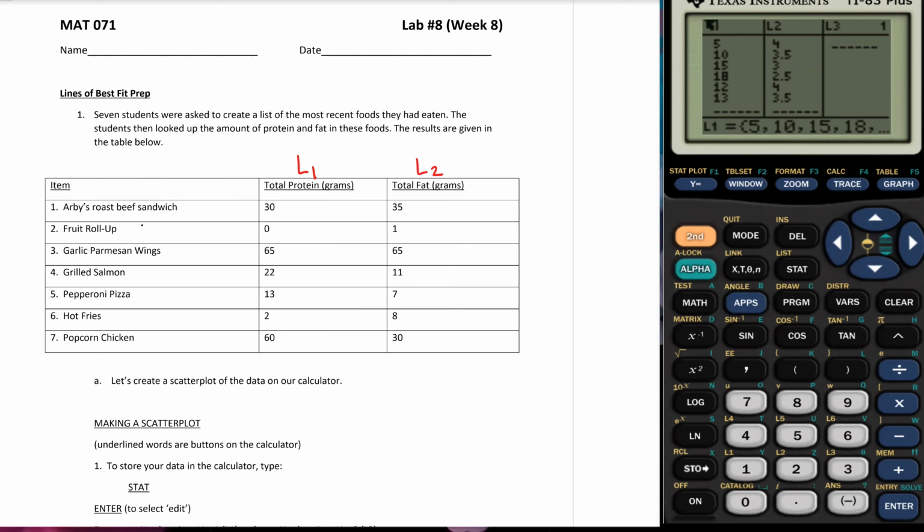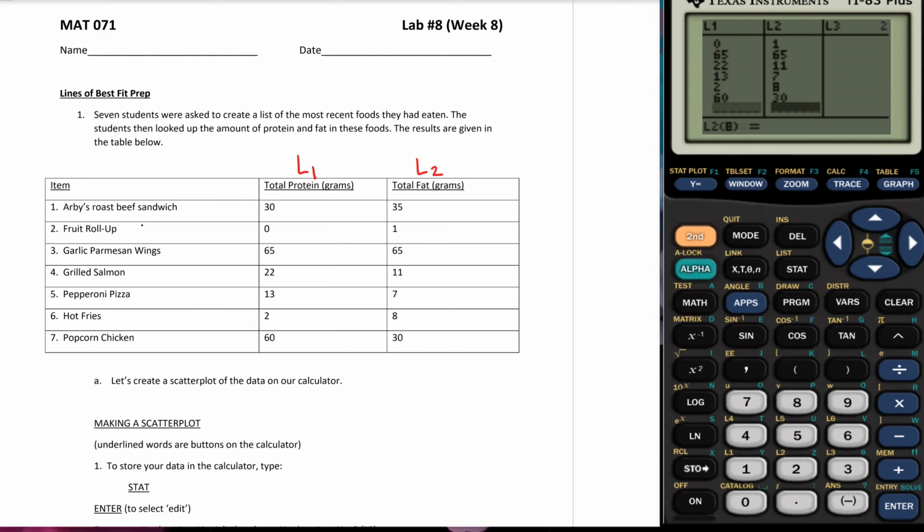To edit list 1, I'm going to go ahead and clear mine out. I'm going to hit clear, enter, and that's going to clear out list 1. Go up to list 2, hit clear, enter, and again, never hit delete. Never, ever, ever hit delete, only hit clear. Okay, so for list 1, I have 30, 0, 65, 22, 13, 2, and 60. Now I'm going to go over to the next one. I have 35, 1, 65, 11, 7, 8, 30.